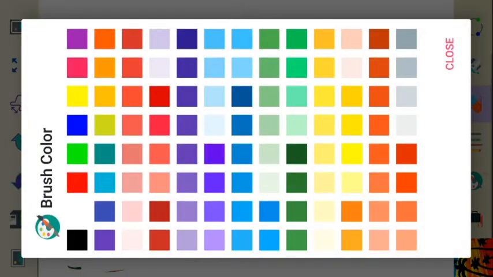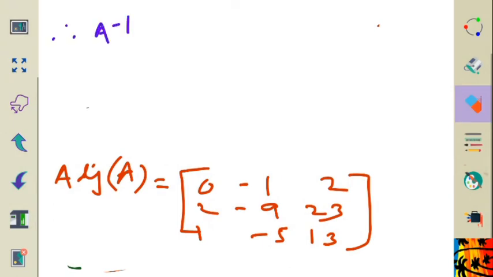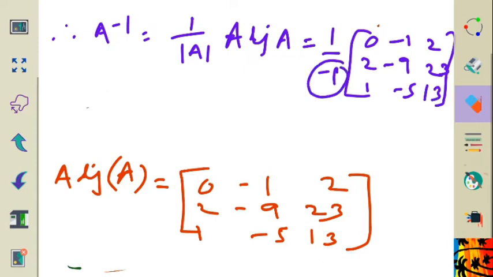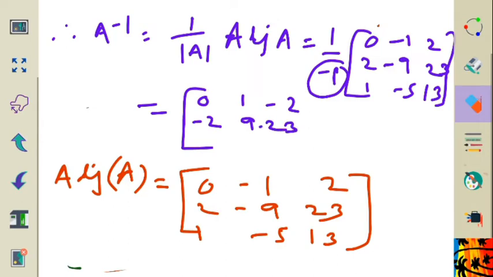Therefore A inverse is nothing but 1 by determinant of A multiplied by adjoint of A. Clear? So 1 by determinant of A is minus 1 and adjoint of A is 0, minus 1 and 2, this is 2, minus 9 and 23, here 1, minus 5 and 13. Now you can see, since this minus 1 is outside, I will multiply it to every number. That means every number inside the bracket should change the sign. So this will be 0, 1, minus 2, and this is minus 2, 9 and minus 23, and this is minus 1, and this will be 5 and minus 13. Clear?